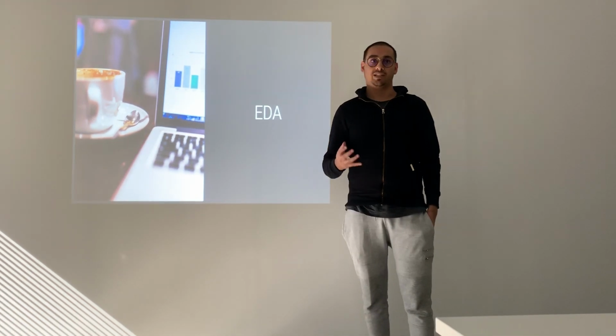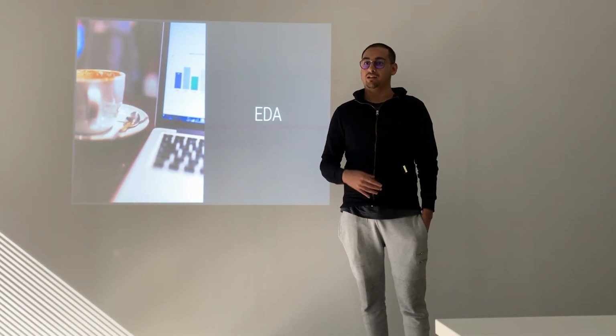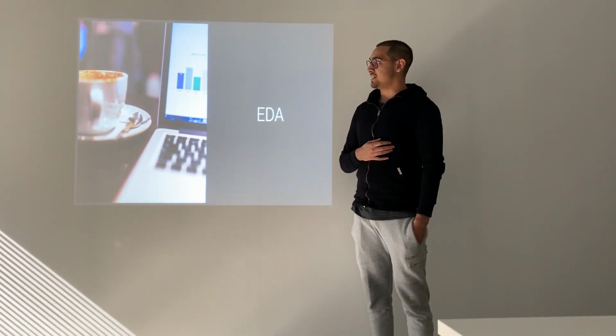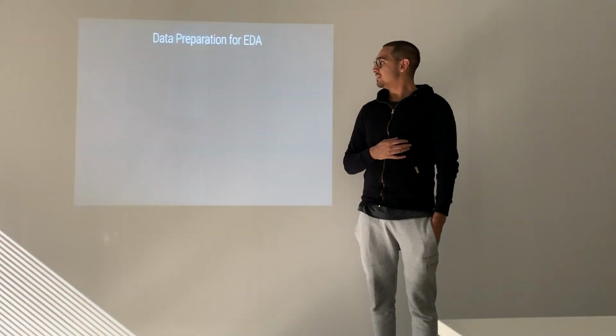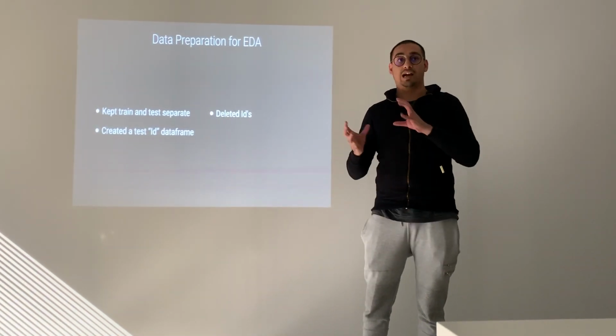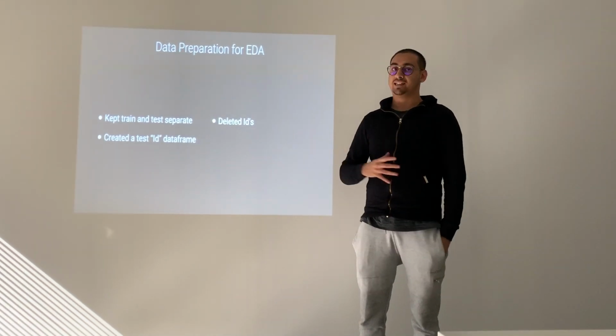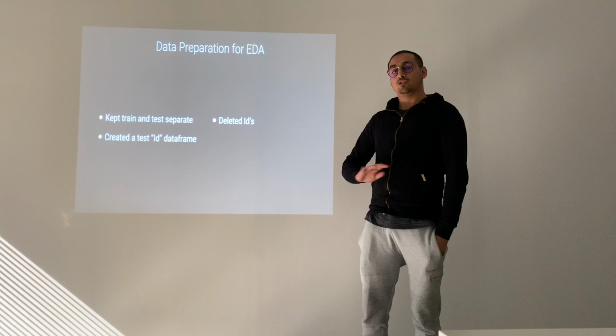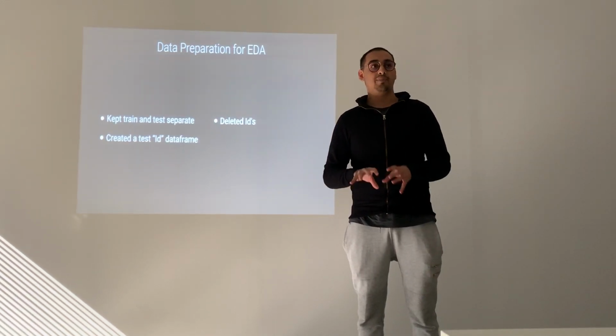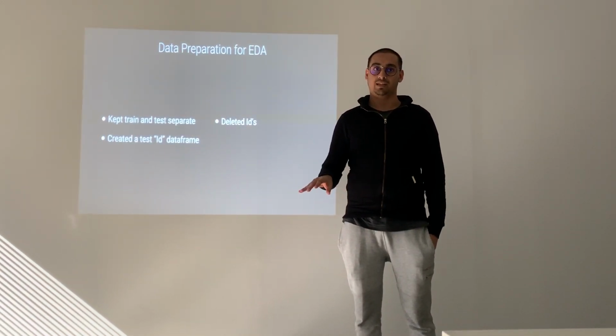The first thing we had to look at was some exploratory data analysis. On the next slide, we can see how we first prepared our data for EDA. We kept our train and test data sets separate, deleted the IDs from both of them, but kept a test ID for submission purposes.